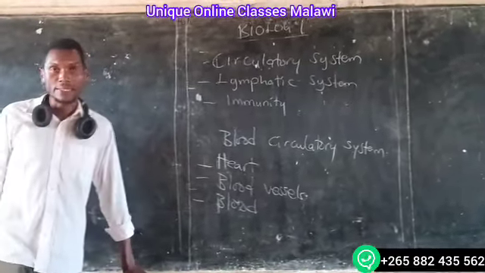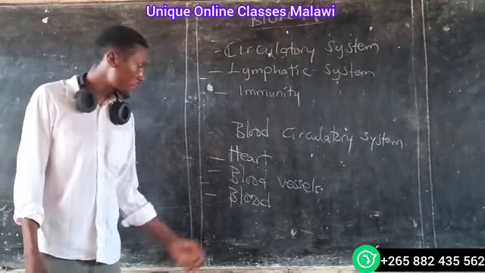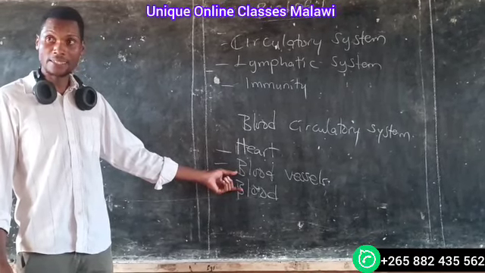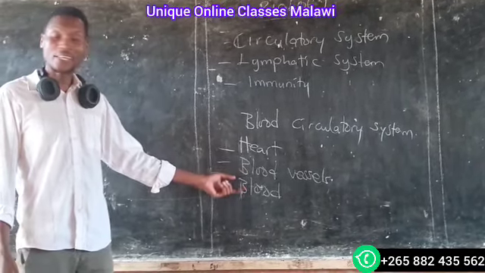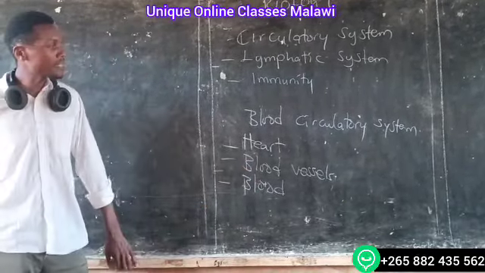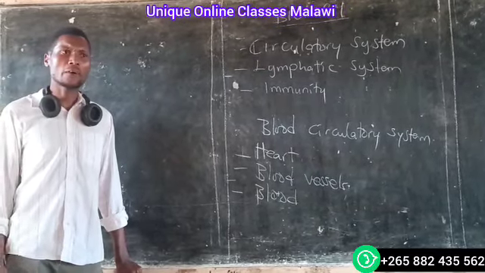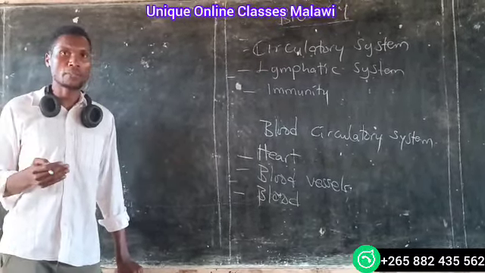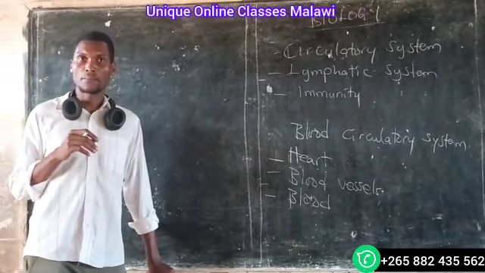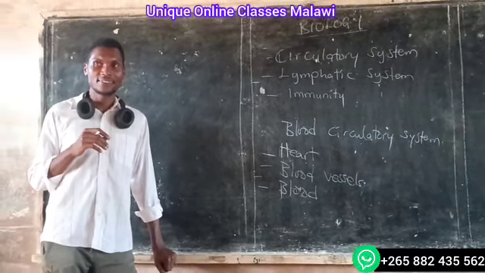What are the functions of the circulatory system? The circulatory system normally functions to transport blood. The function of the entire circulatory system is that it transports blood. What are some of the functions of the circulatory system that we can identify? Transport of hormones.